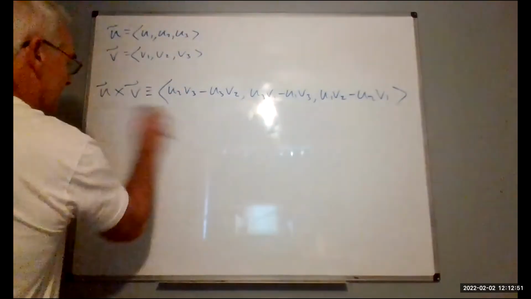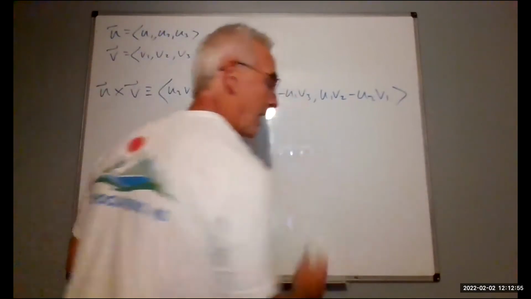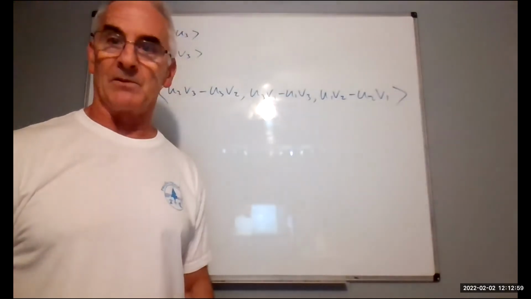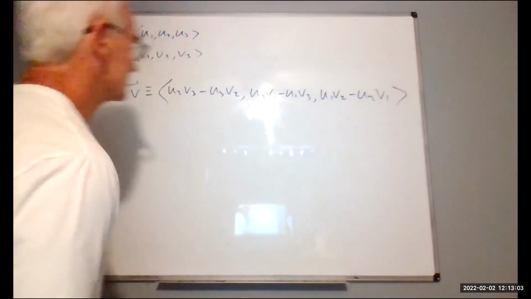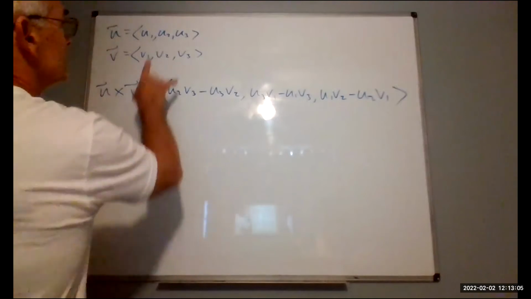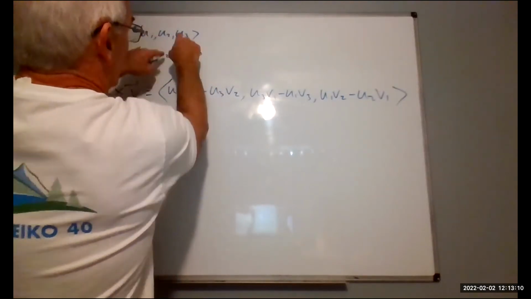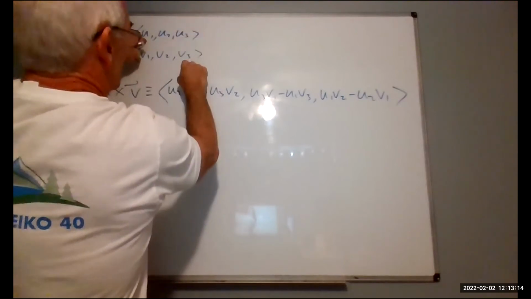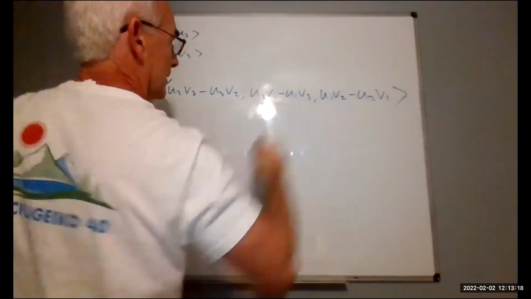I'm going to show you something that you've never seen unless you were in another one of my classes. I want you to be right 100% of the time with the absolute least amount of effort humanly possible. How's that? Good goal. U2 V3 minus U3 V2. U3 V1 minus U1 V3. U1 V2 minus U2 V1. That's it.